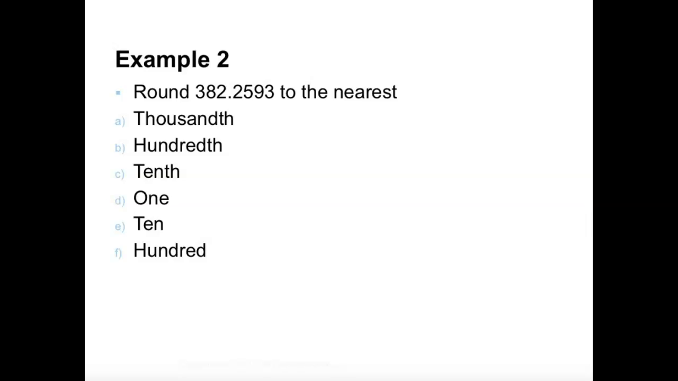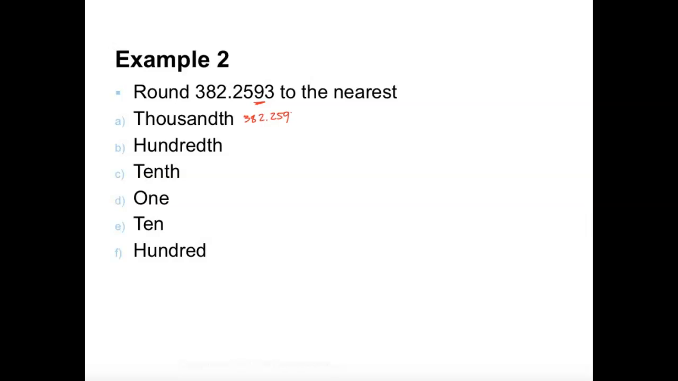All right, so let's see. The nearest thousandth, that's the 9. So we look to the right, it's a 3. That's less than 5, so we would just chop it off. So that's 382.259, and we're done.